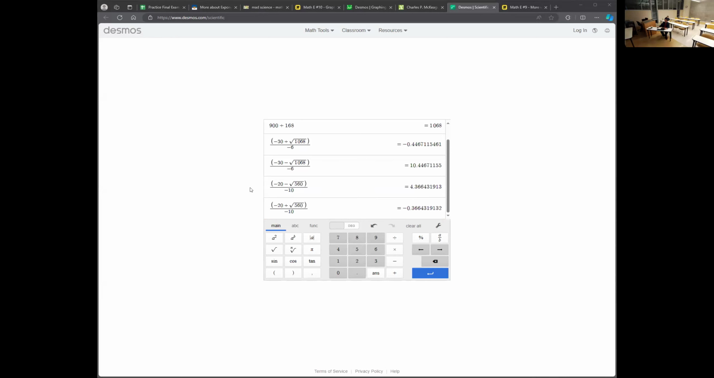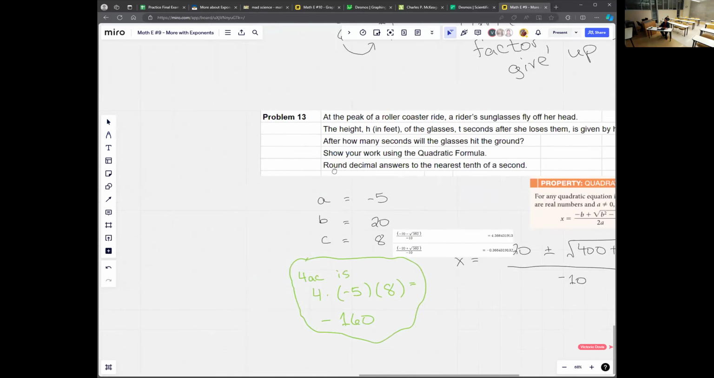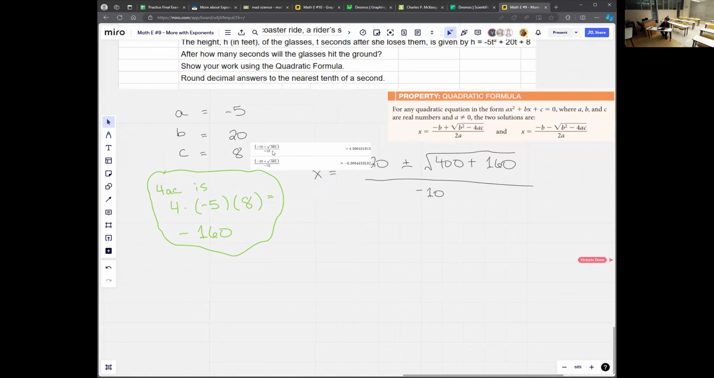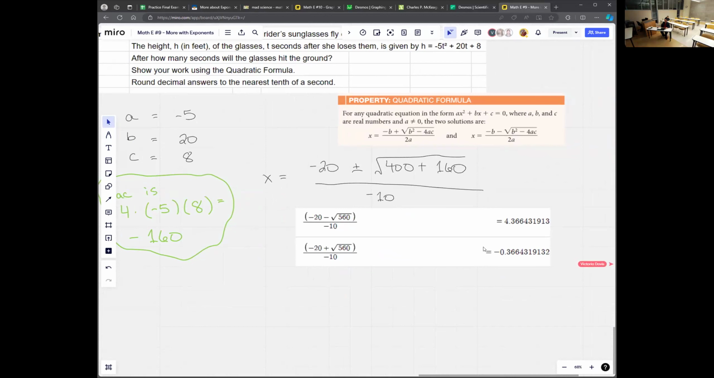As before, one of these is positive and one of these is negative. Because if I rewound a video recording of her glasses flying, that would make a path that, if they weren't on her, would hit the ground before we started the camera. So this one is not realistic in real life. This one is the positive one, that's the one we want.